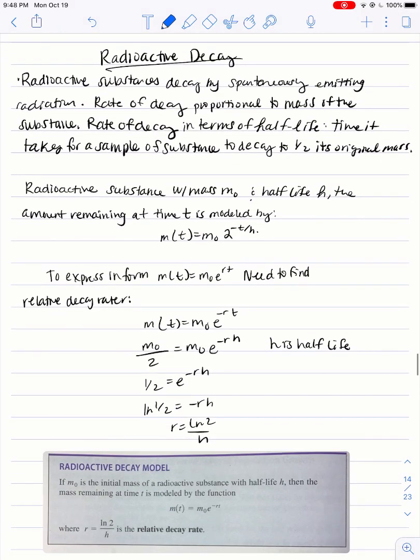Now we have a radioactive decay example. Radioactive substances decay by spontaneously emitting radiation. The rate of decay is proportional to the mass of the substance, basically.